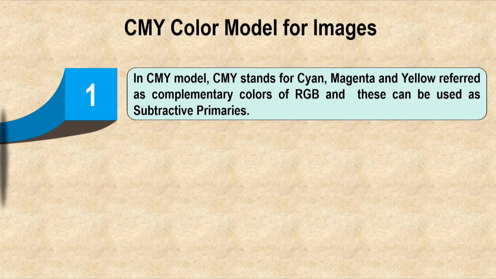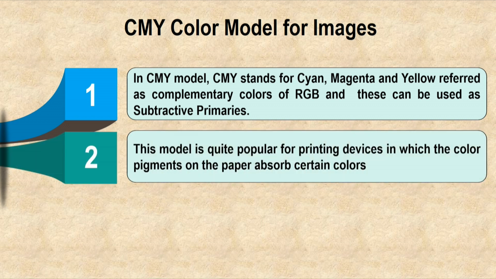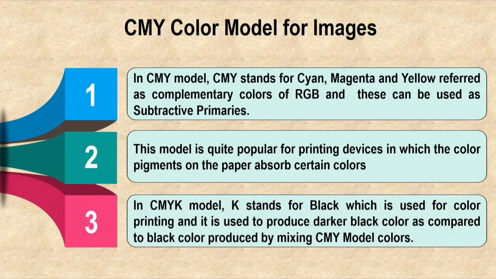CMY color model for images. In the CMY model, CMY stands for cyan, magenta and yellow, referred to as complementary colors of RGB, and these can be used as subtractive primaries. This model is quite popular for printing devices in which the color pigments on the paper absorb certain colors. Further, in the CMYK color model, K stands for black, which is used for printing to produce a darker black as compared to the black produced by mixing the CMY colors.